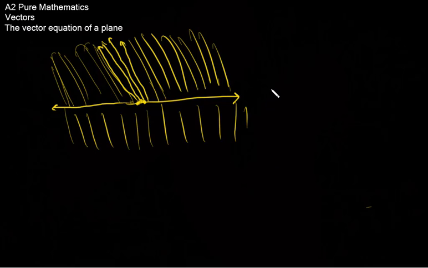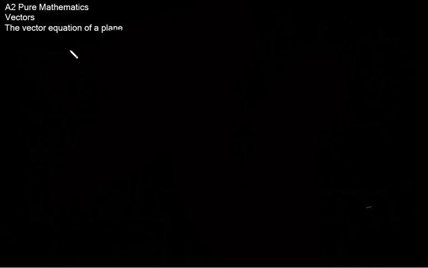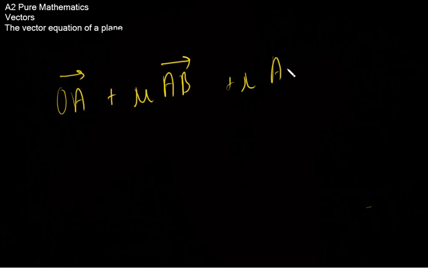And that is essentially the idea of a vector equation of a plane. It is where one point is allowed to go in two directions, and that creates a plane. For that we have this formula. Say we have a point A, at OA, plus mu of AB, any line starting from A, plus lambda of AC, any line starting from A. This is what we call the vector equation of a plane.